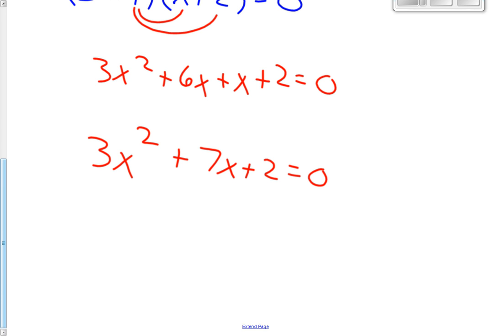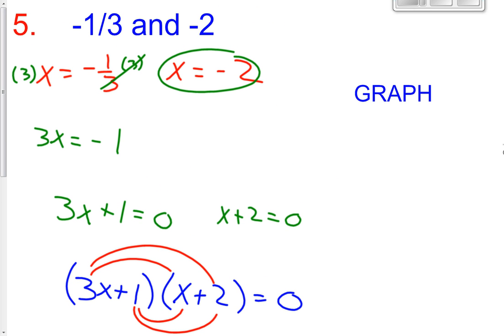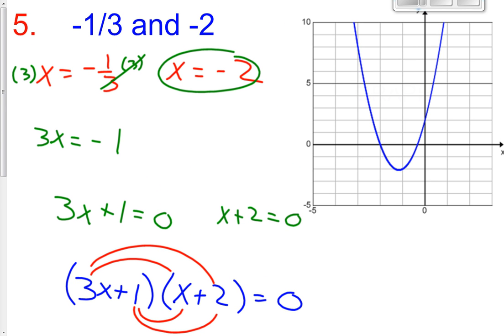And once again, class, if you wanted to, you could put this in on your graphing calculator, and when you do that, you would get a graph that looks like this. Crosses at a negative 2, which is this point right there, and crosses at a negative 1/3, which is right there.